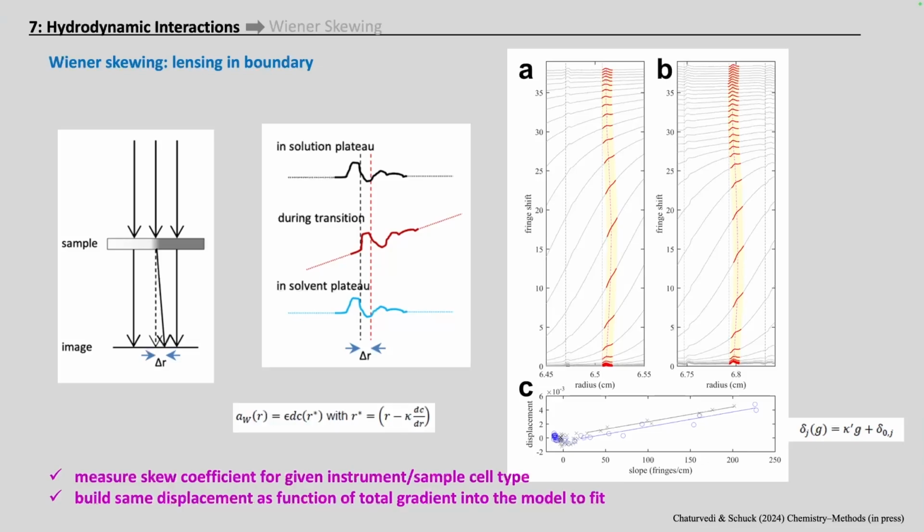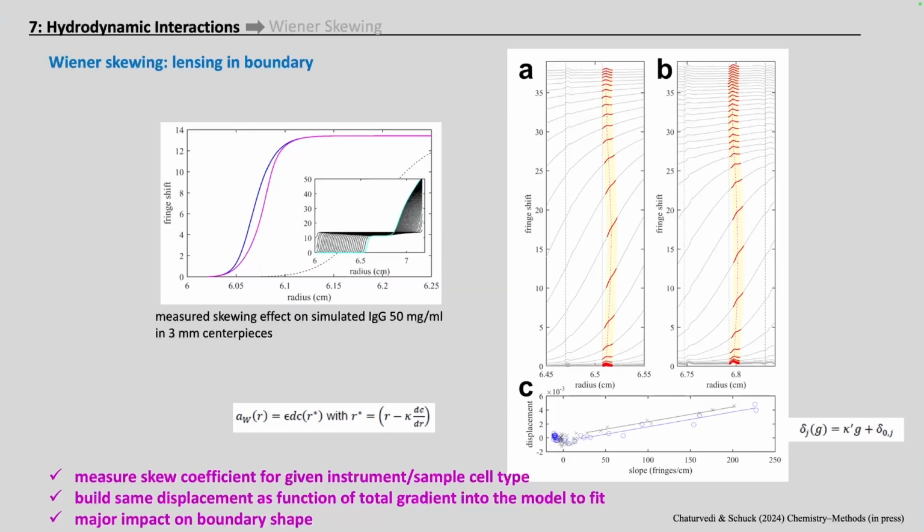What do we do with this? You may remember that a key step for modeling hydrodynamic interactions was to evaluate the total concentration as a function of space and time for the mean field approximation. With that, it is straightforward to calculate the total concentration gradient as well, and then apply the same radial displacement to our fitting model to incorporate the expected distortions from Wiener skewing.